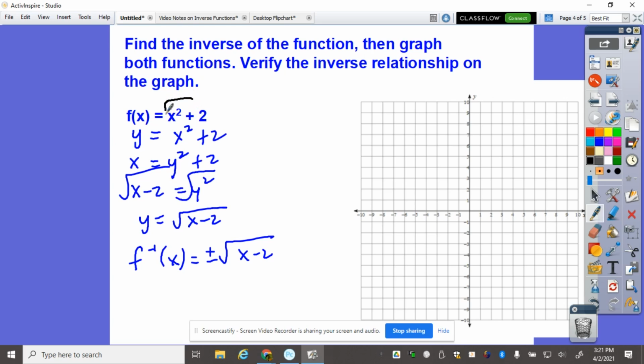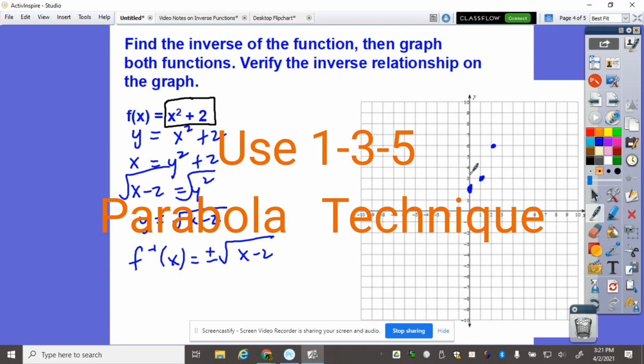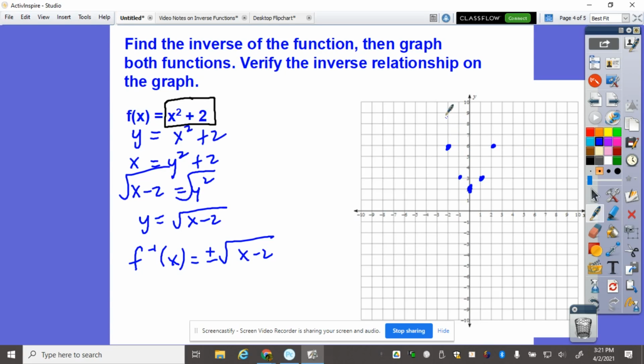So graphing the x squared plus 2 here, it will give us a parabola that opens upward. This is the vertex, 1 up by 1 over, 1 up by 3 over. If you remember the 1, 3, 5, that's how it works there. And we're going to graph them, connect them all. And we have our parabola.